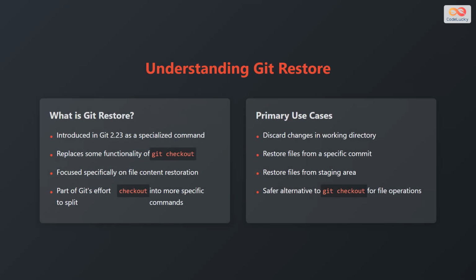Let's understand what Git Restore is. Introduced in Git version 2.23, Git Restore is a specialized command designed to replace some of the functionality of the Git checkout command. However, it focuses specifically on file content restoration. It's part of Git's ongoing effort to split the Swiss Army knife Git checkout command into more specific and easy-to-understand commands. The primary use cases for Git Restore include discarding changes in your working directory, restoring files from a specific commit, and restoring files from the staging area. This makes it a safer alternative to using Git checkout for file operations.